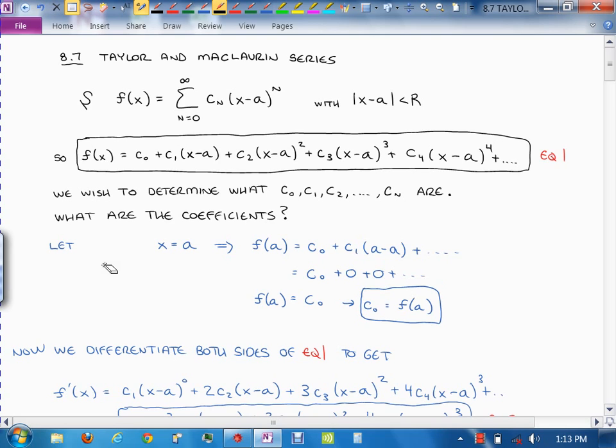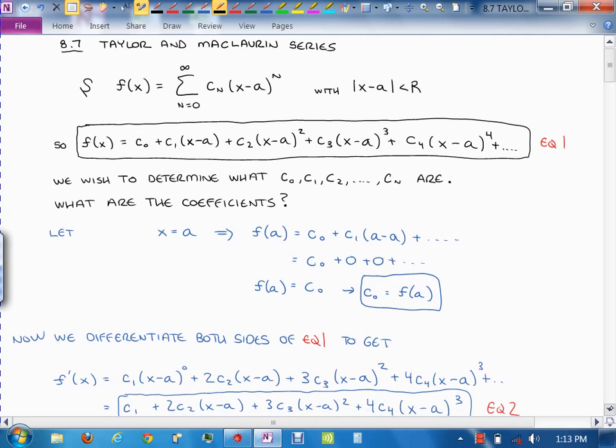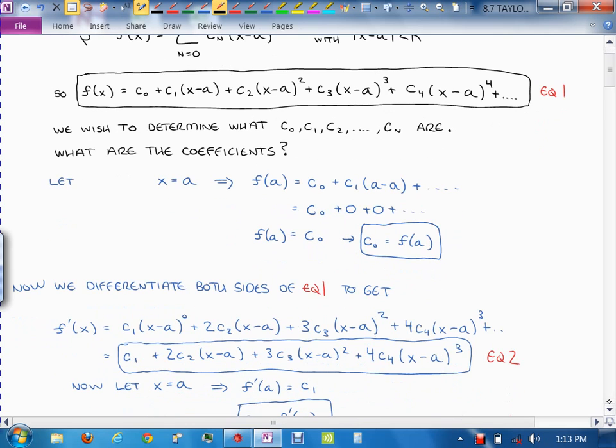Now what we're going to do is take the first equation, right up here, and differentiate both sides. So what's the derivative of f? f prime. What's the derivative of a constant? 0. So the derivative of a constant is 0, so it's gone. What's the derivative of c sub 1 times x minus a? Well, c sub 1 is a constant. What's the derivative of x minus a?